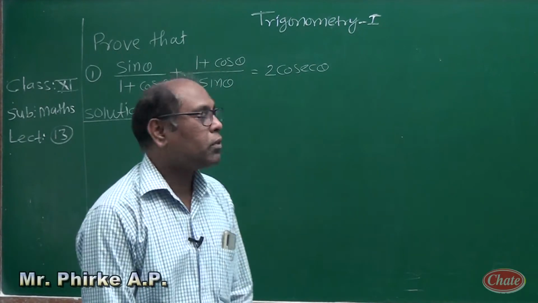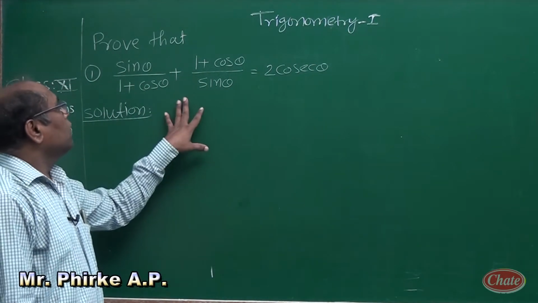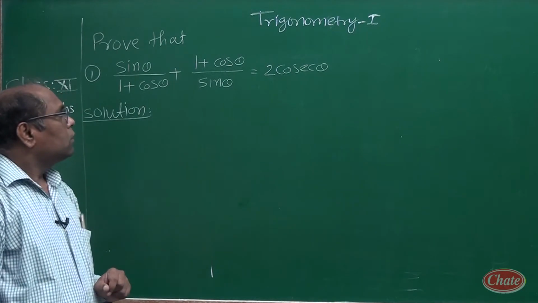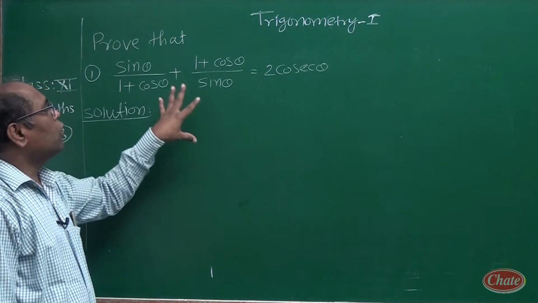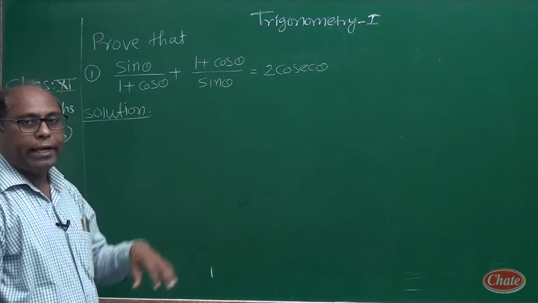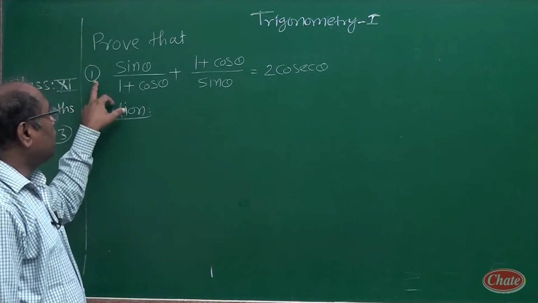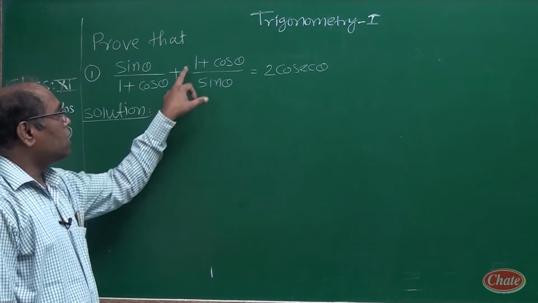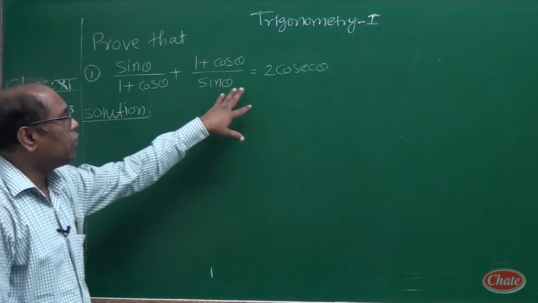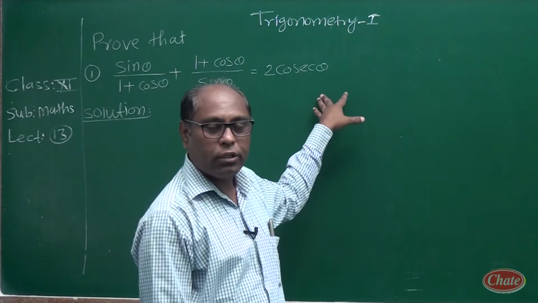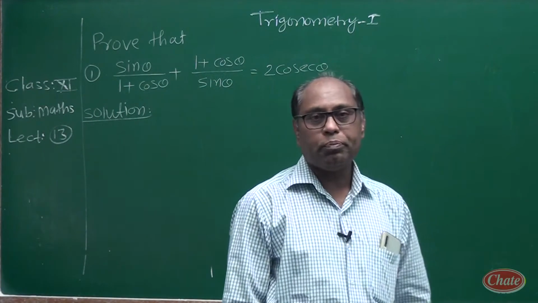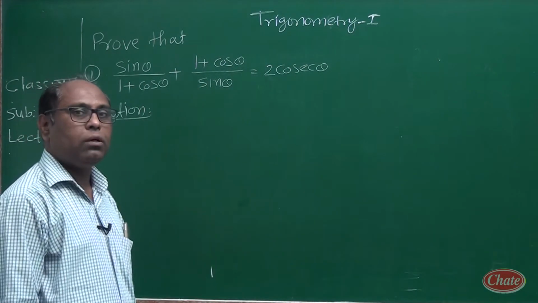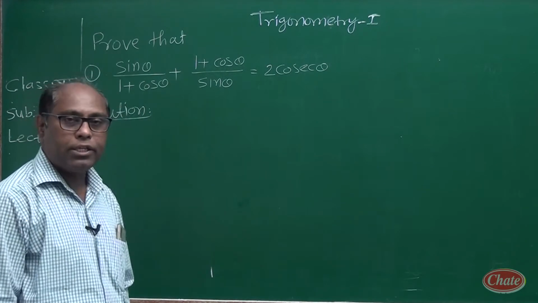Okay, hello students. Now in the last lecture we have proved the identities. Here also we have to prove the following identities. Number 1: sin theta upon 1 plus cos theta plus 1 plus cos theta upon sin theta is equal to 2 cosec theta. So I have to prove this identity. We have to prove that LHS equals RHS. So we are taking LHS here.